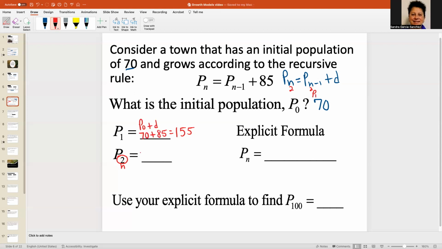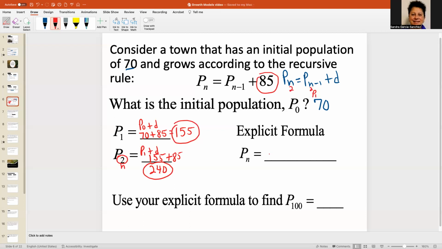So to find P sub 2, that means that it's P sub 1 plus D. But we find out that P sub 1 is 155 plus 85, that is D. And the final answer here, P sub 2, is going to be 240. So that's the way to find P sub 1 and P sub 2 using the recursive formula.